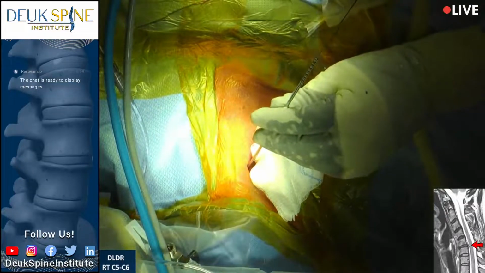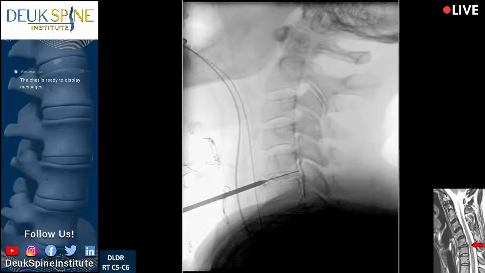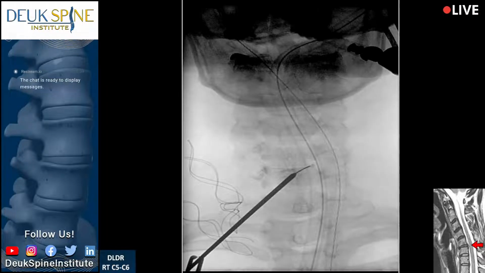I'm going to get my hands out of the way because I don't want to get them radiated any more than I need to. I am using a special type of glove. It's an X-ray proof glove. Perfect. So you can see the tip of the dilator is right where the spinous process is.